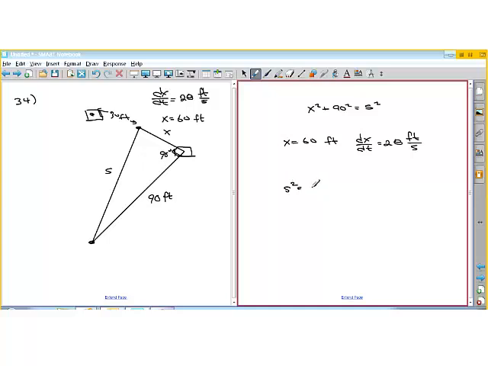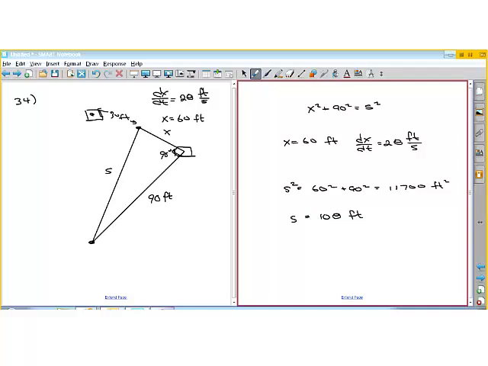So s squared is equal to 60 squared plus 90 squared. So 60 squared plus 90 squared, take the square root of that. So s squared was 11700 feet squared, so s, take the square root, is 108 feet. So those are all the known things.